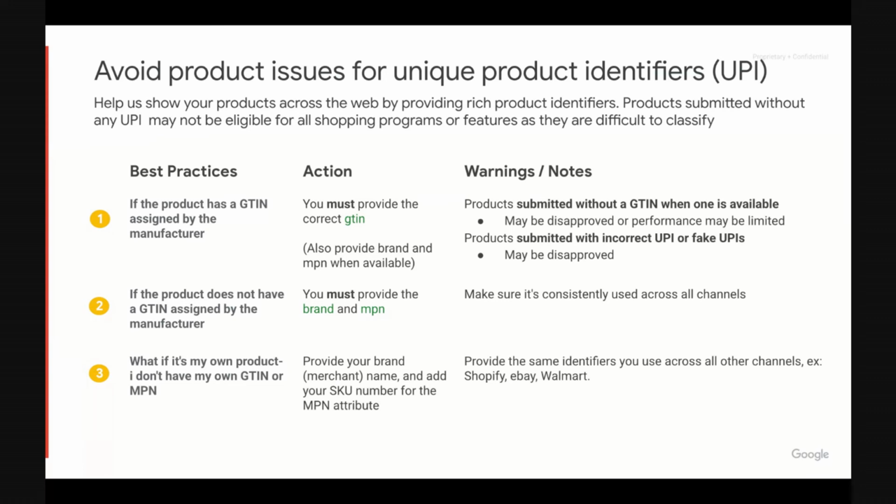If your product does not have a GTIN assigned by the manufacturer, you must provide the brand and the MPN, and just make sure that it's consistent across all the other channels that you use. If your product doesn't have a GTIN or MPN, then we recommend still providing your brand, which is your merchant name, and adding your SKU number for the MPN. Again, this is only the case when you truly do not have a GTIN or an MPN. Same as before, you'll want to use the same identifiers that you use across other channels like Shopify, eBay, Walmart, or just wherever you sell.